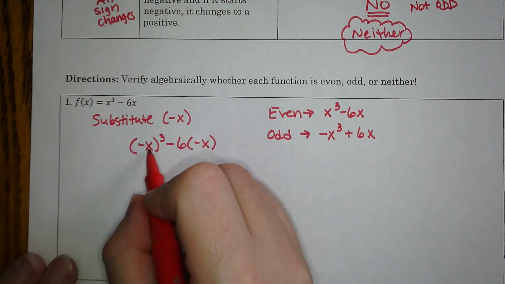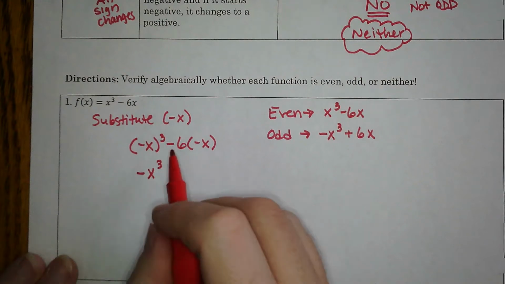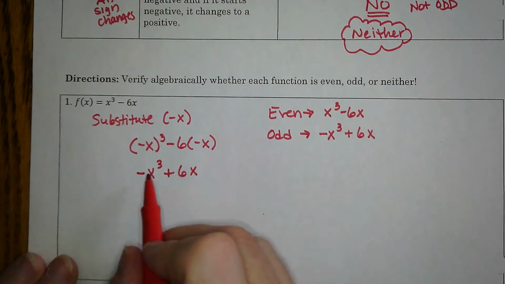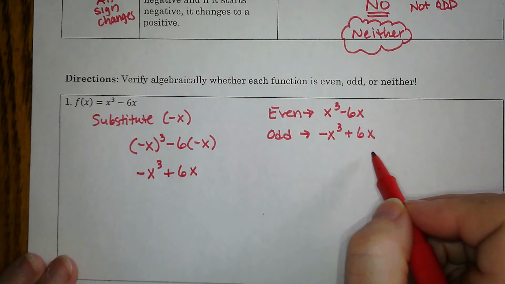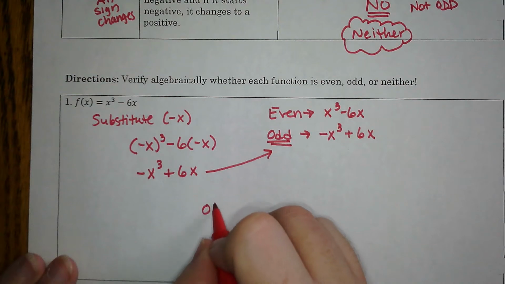So negative x times negative x times negative x gives us negative x to the third. And negative 6 times negative x is positive 6x. Does this match one of these? Absolutely. It matches this one. So this function is odd.